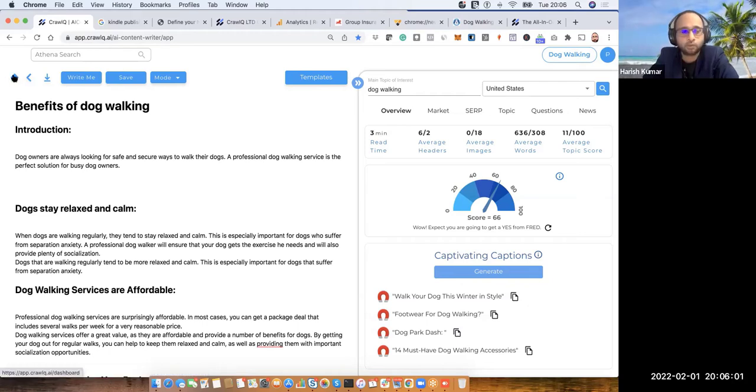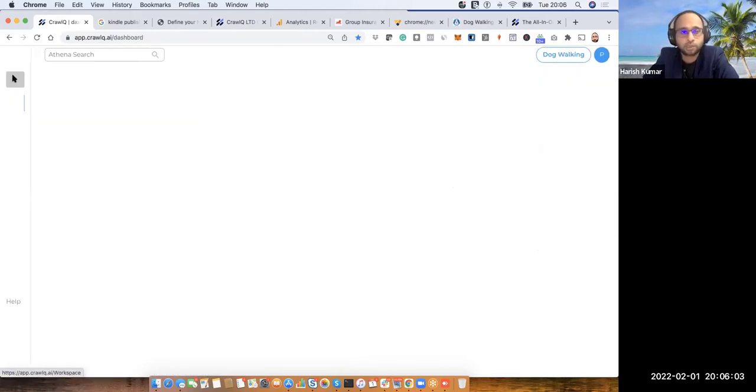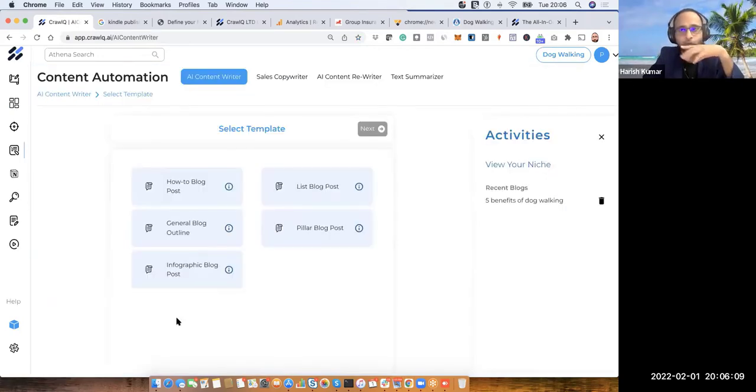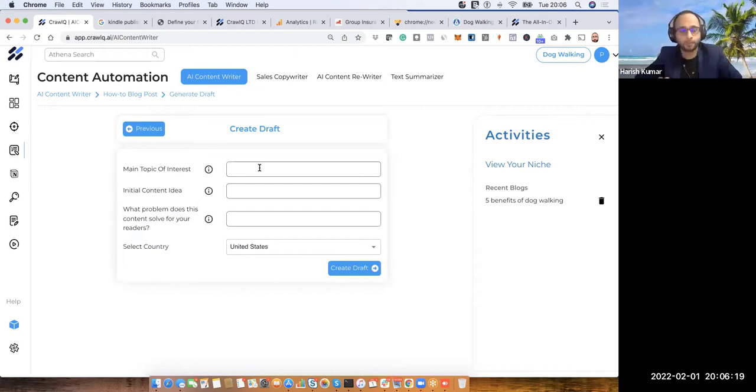So let's work with one of the templates and see how the results come out, if you have time. I will quickly pull one template and see how it goes. So for example, let's take the first one. Main topic of interest: dog walking services. Initial content idea: how to walk your dog.